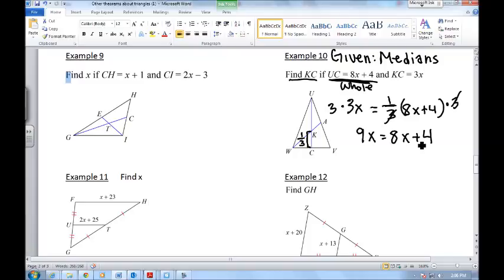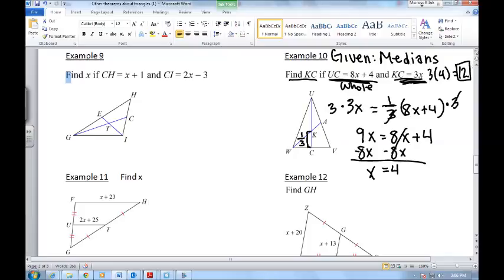Okay? Carlos Jimenez, how do I get my x's together? Which one should I move? 8x. How do I move it? Minus 8x. From both sides. From both sides, yep. So we have 1x equals 4. But that's not the answer. It said find KC, but KC is 3 times x. So if x is 4, 3 times 4, KC is 12.